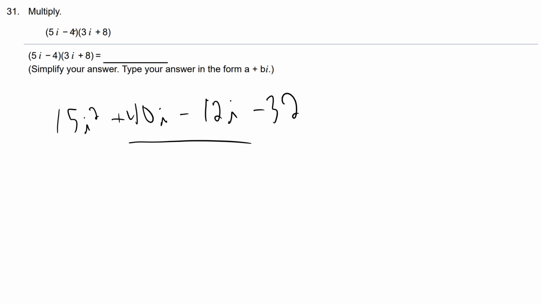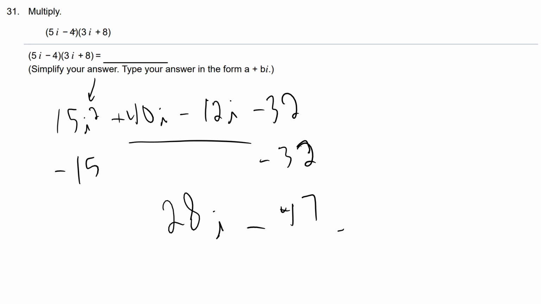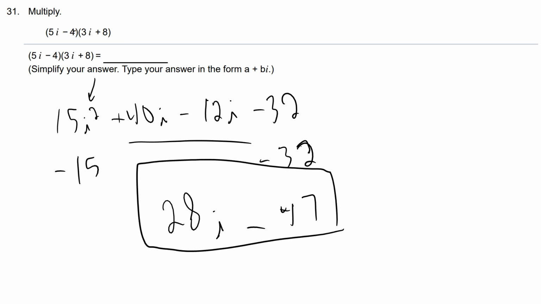I want you to notice we can combine these two, but I also want you to notice that i squared right there, i squared is negative 1. And so that's going to give me negative 15. And I can combine that with the negative 32. And when I combine that, what I'm going to end up with is negative 47. The i's combine to be positive 28i. Now, if you wrote it like this, you'd unfortunately get the answer wrong because it's going to be in a plus bi form, which means the i needs to be at the end. So we're just going to write negative 47 plus 28i.